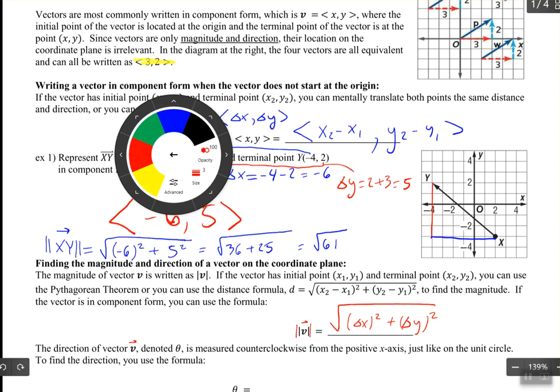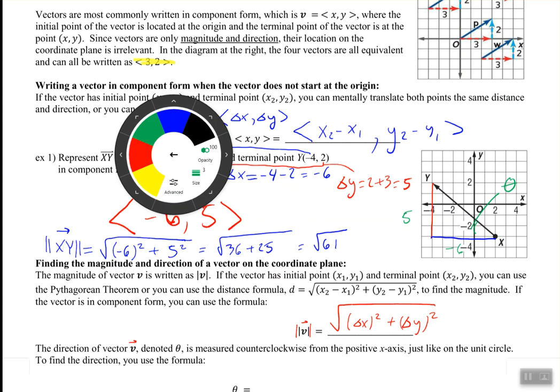Here, let me help you. If this is the angle right here, that's theta. And I have this is 5, and I have this is -6. If I have the opposite and the adjacent, what trig function should I use? Tangent. Does that make sense? Right? Every single one of these, are we going to have a change in x and a change in y?